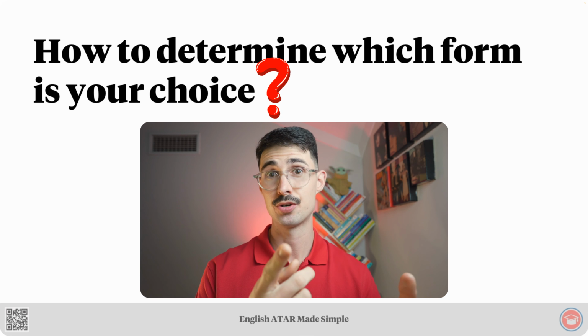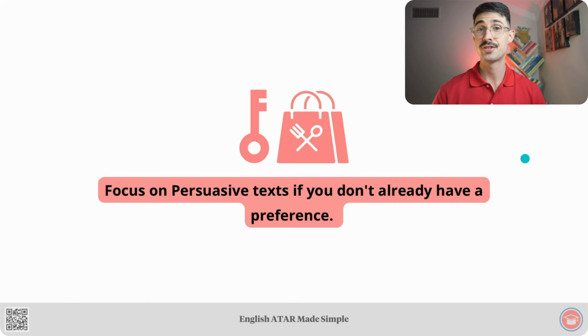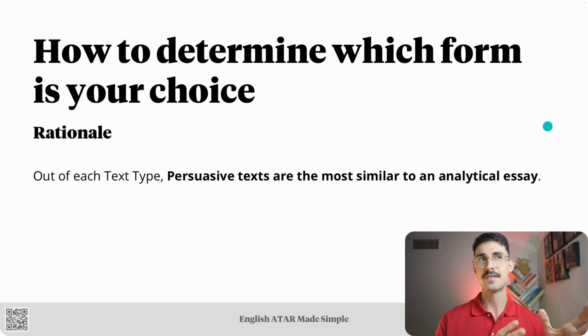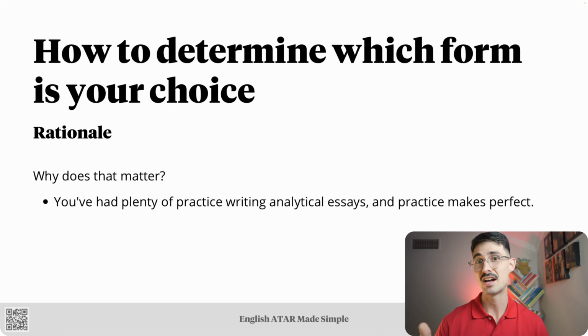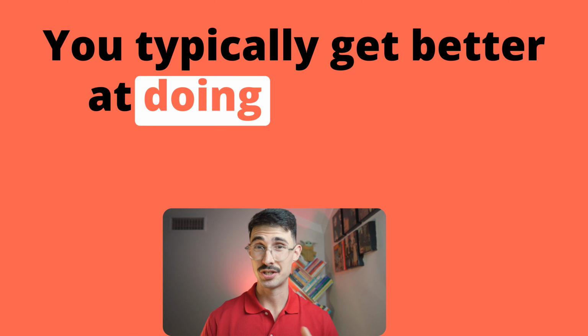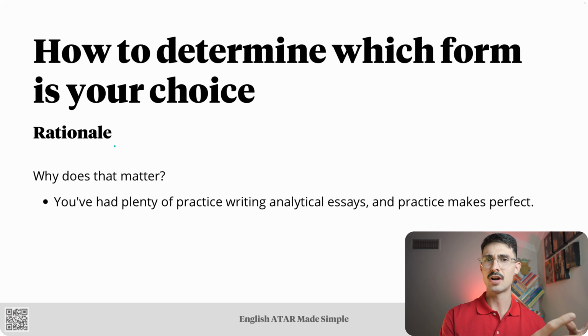Now we know what a form of your choice means. The next thing to work out is how to determine which form is your choice. Here's an easy answer for you. Focus on persuasive texts if you don't already have a preference. Why is that my recommendation? Out of each text type, persuasive texts are the most similar to an analytical essay. Why does that matter? Why does it matter that persuasive texts are so similar to analytical essays, like the ones you write in the responding section? In short, you've had plenty of practice writing analytical essays, and as we've already discussed, practice makes perfect. You typically get better at doing something the longer you do it. That is my overarching recommendation.